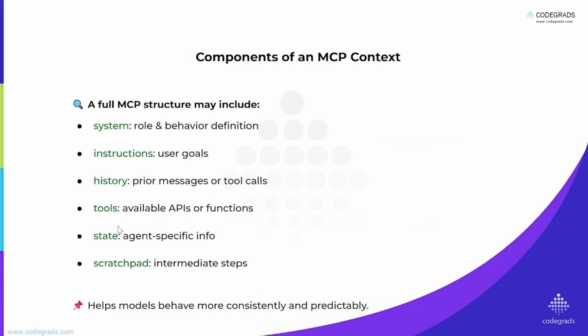Another is the final output. Everything is structured as dictionaries or JSON, so agents and models can work with it easily. Whenever we are considering the MCP context, it is structured in a dictionary format or JSON format, and because of it, the agents and models can work with it easily. These are the core components related to the MCP context.